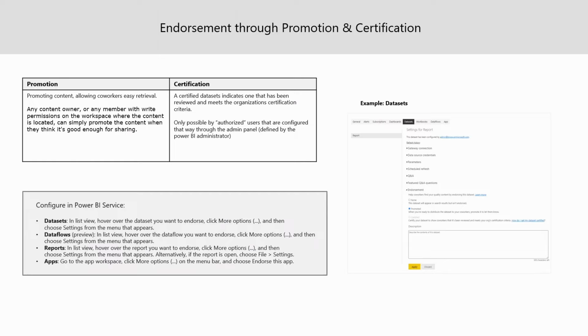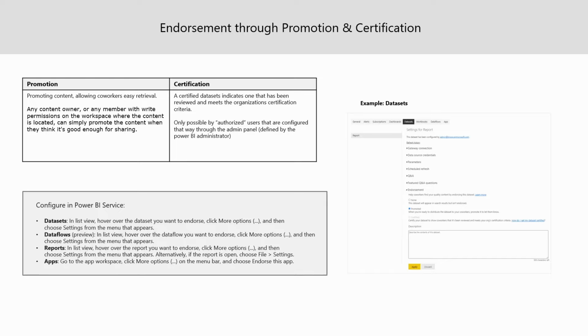All right, next up is endorsing through promotion and certification. So you can promote a certain report, which means that coworkers can easily use that document and are also supported in doing so. It's easy to retrieve promoted documents. If anyone creates a report and thinks it's something that a lot of users will use, they can opt to promote that content and allow coworkers easy retrieval.